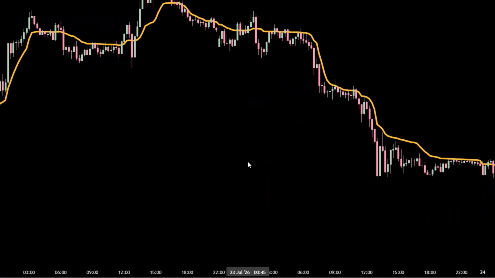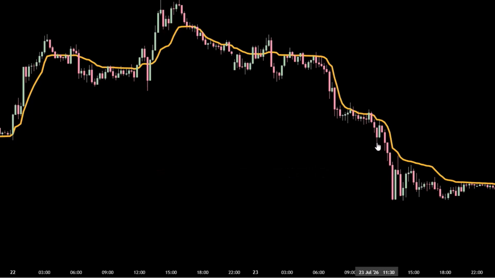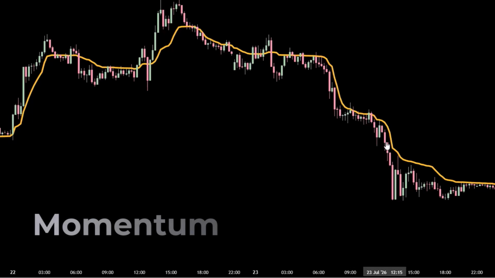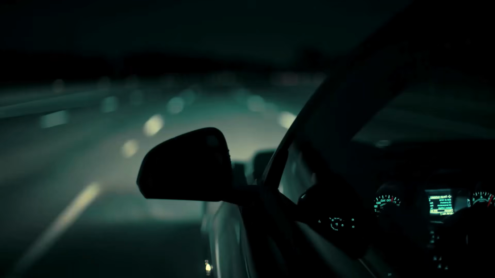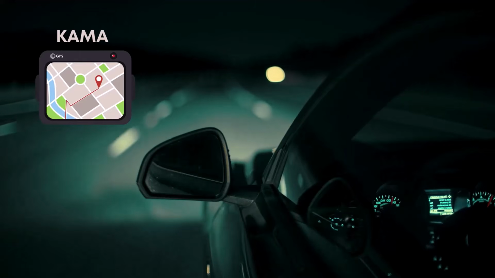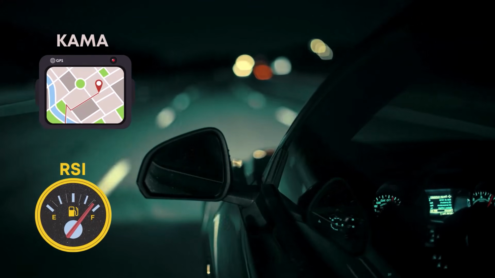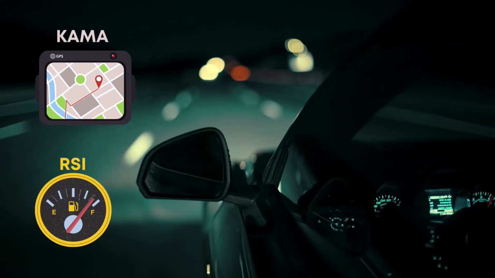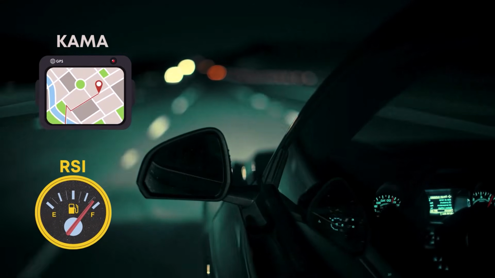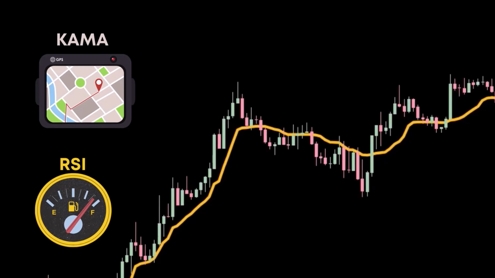But there's still one problem. A reaction around KAMA does not always mean the trend will continue. Sometimes what looks like a pullback can turn into a reversal. So we need one more confirmation, momentum. That's where RSI comes in. Think of it like driving a car. KAMA tells us which direction the road is going, while RSI helps us see whether there is enough fuel to keep moving in that direction. So KAMA gives us the direction and RSI helps confirm that momentum. Now let's see exactly how we can use RSI to filter these pullback entries.